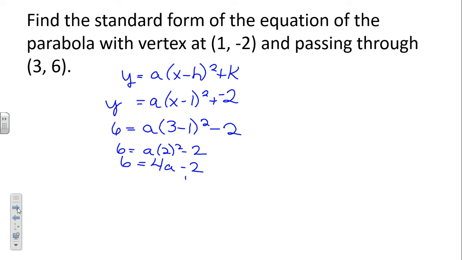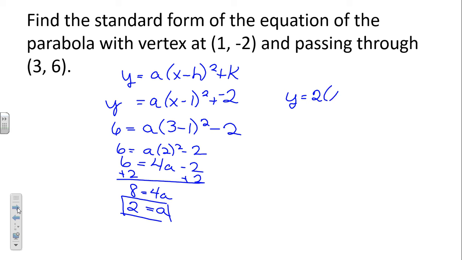Add 2. 8 equals 4a. So what does a happen to be? Yep. So plugging it back in, we plug it into this guy, and y equals 2 times the quantity x minus 1 squared minus 2 is our standard form, as this book calls it, of an equation of a parabola with a vertex of (1, negative 2) passing through (3, 6).